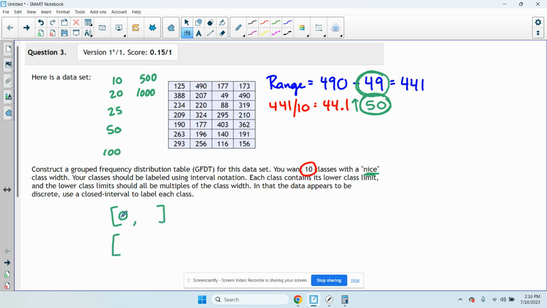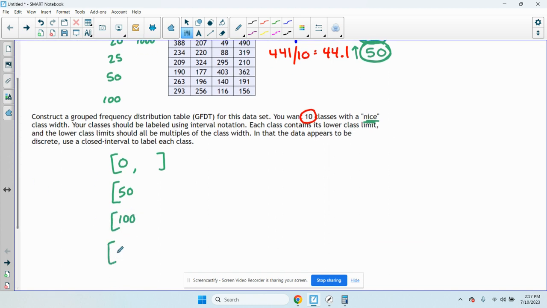And the starting points for each class are going to be the multiples of your class width. So this is going to be 50, this is going to be 100, the next one's going to be 150, and so on. So if this goes from 0 and this one starts at 50, this is going to go up to 49. This is going to go up to 99, this one up to 149, this one up to 199. And then you can see how the rest of the classes are going to look.